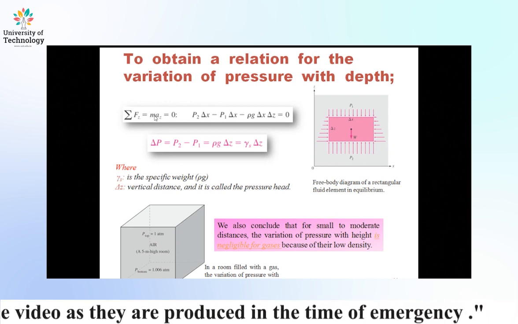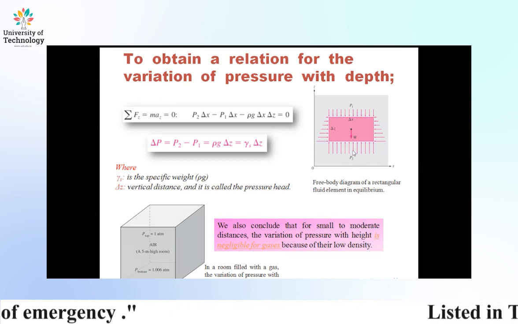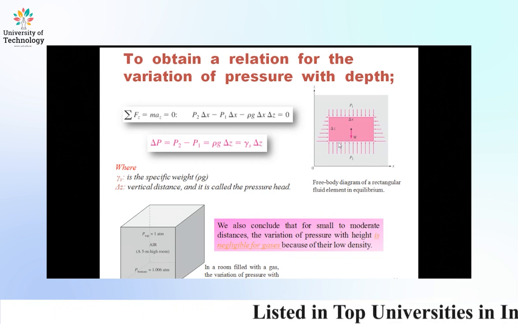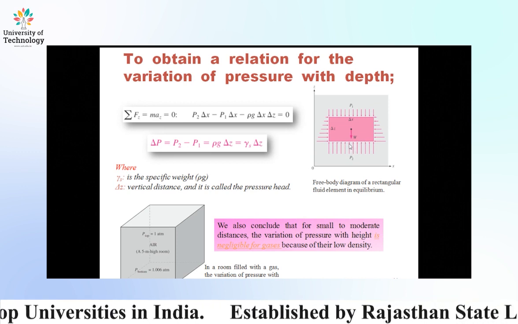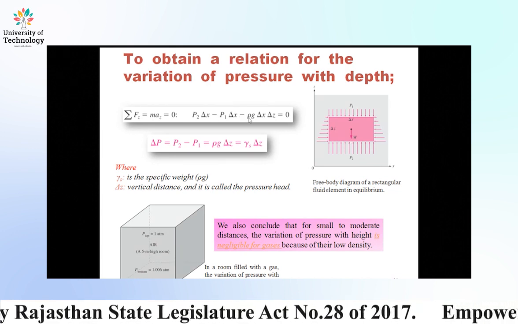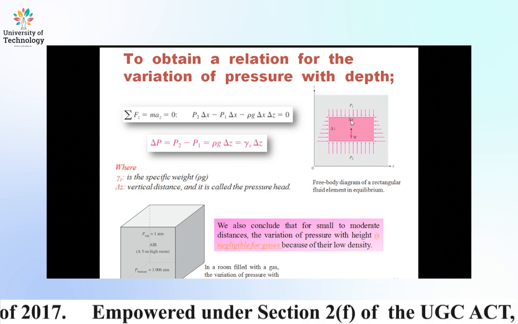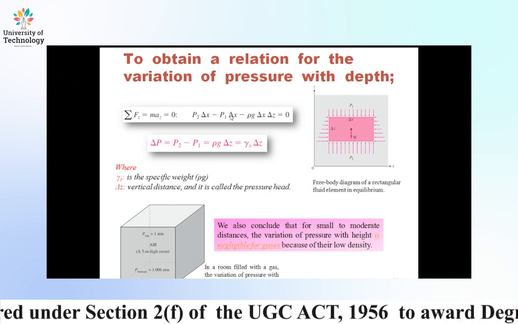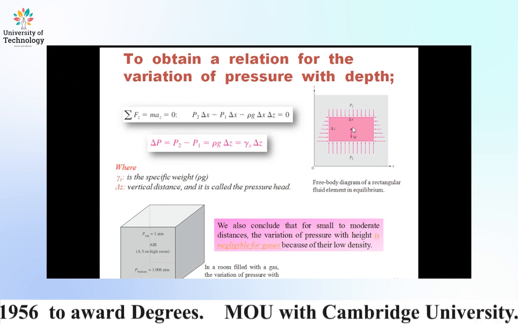Summation of forces. What is the force applied on this face? P2 multiplied by delta x. The width is unit, so P2 multiplied by delta x. Then this is the downward direction, P1 multiplied by delta x. Upward is positive, downward is negative, so minus P1 delta x, minus weight, and weight is equal to m into g.